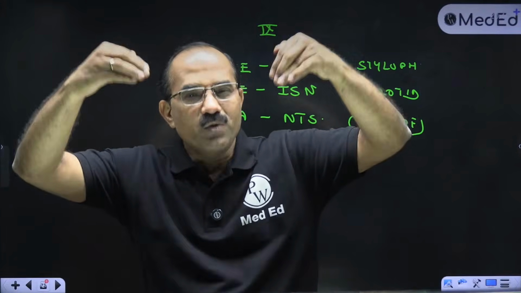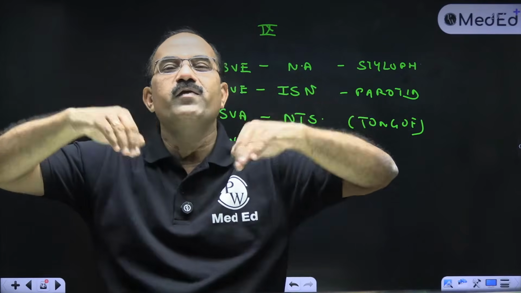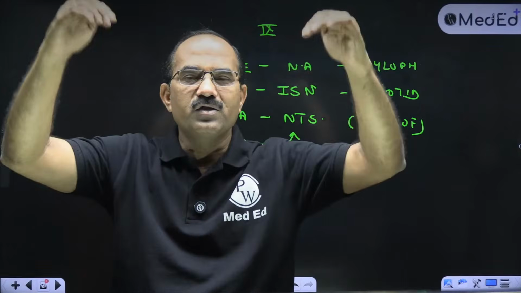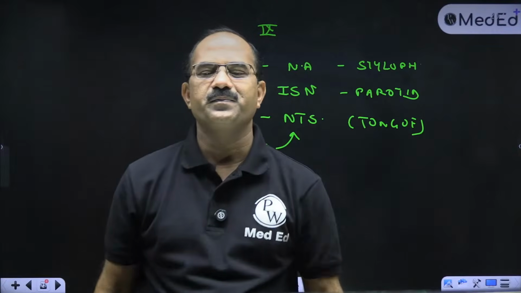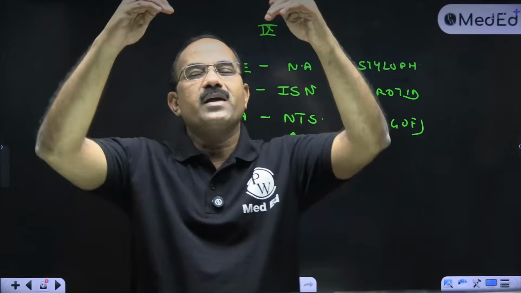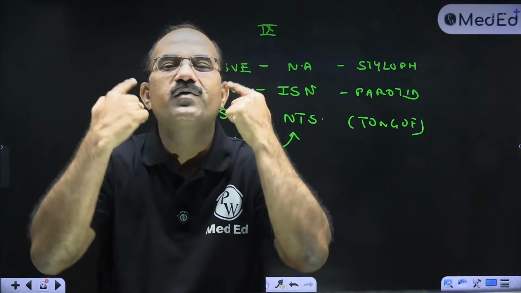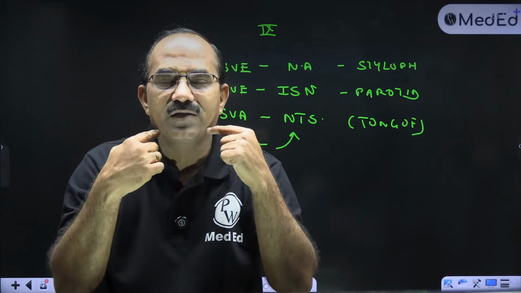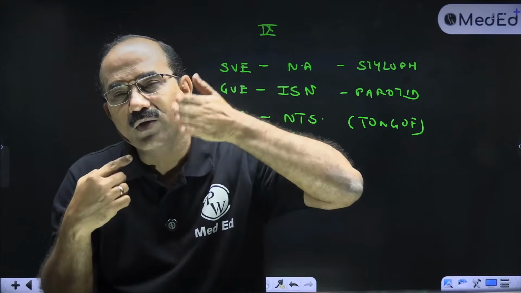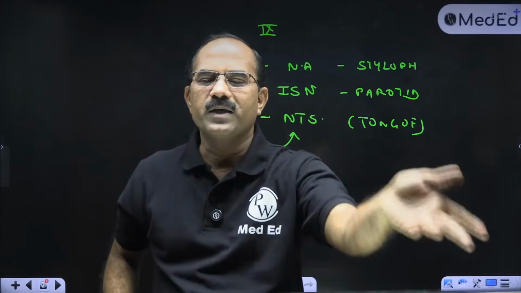Then it pierces the carotid sheath and goes between the superior and the middle constrictor muscles of the pharynx. Then it enters the pharynx, goes deep to the hyoglossus muscle and then supplies the tongue.